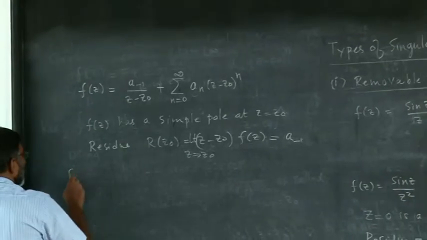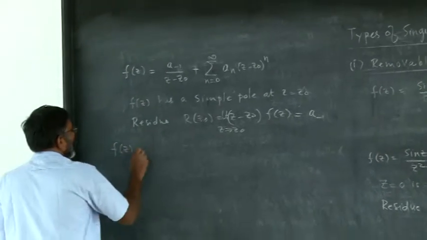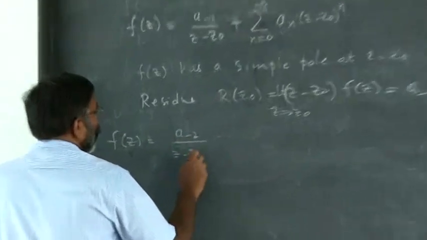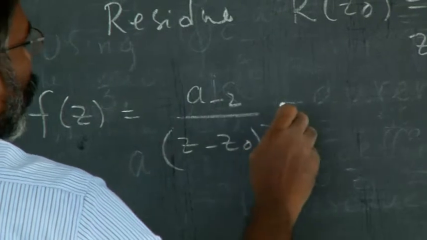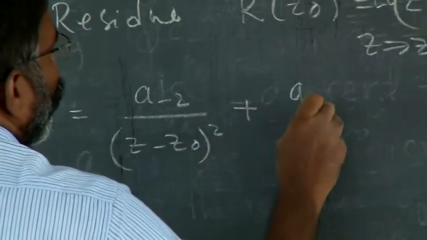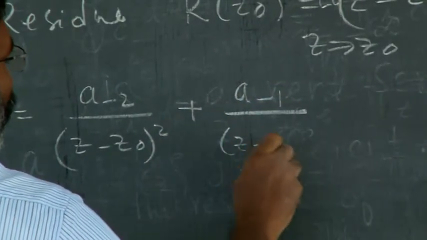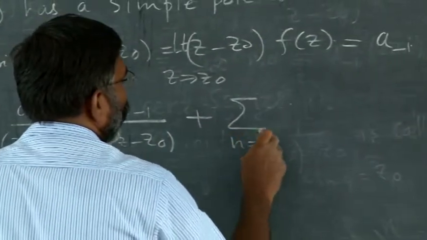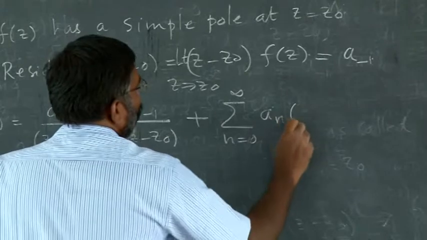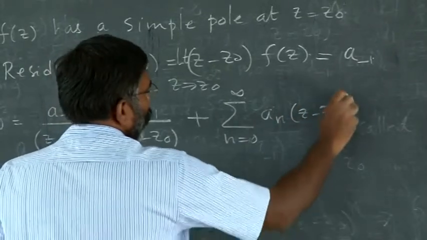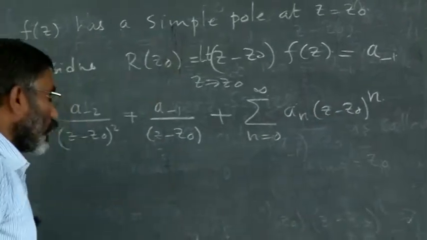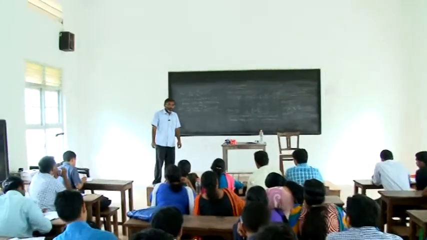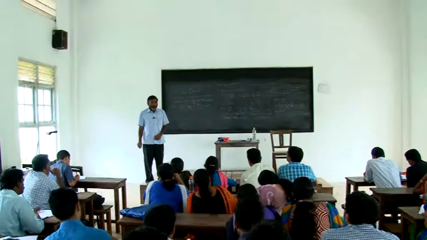Supposing I have a function f of z is equal to a minus 2 by (z minus z naught) whole square plus a minus 1 by (z minus z naught) plus the regular part. Here also the residue is a minus 1 only.